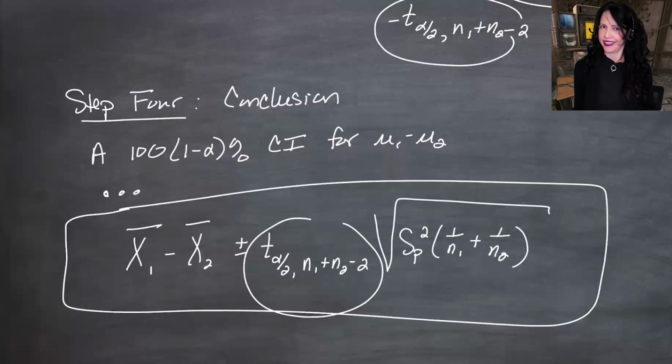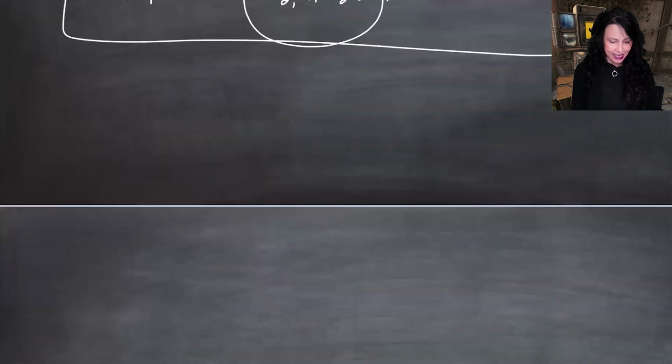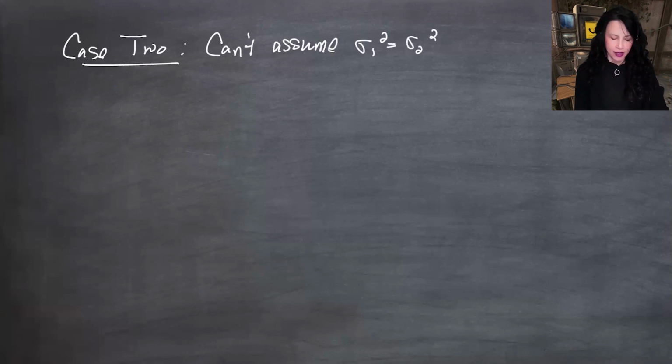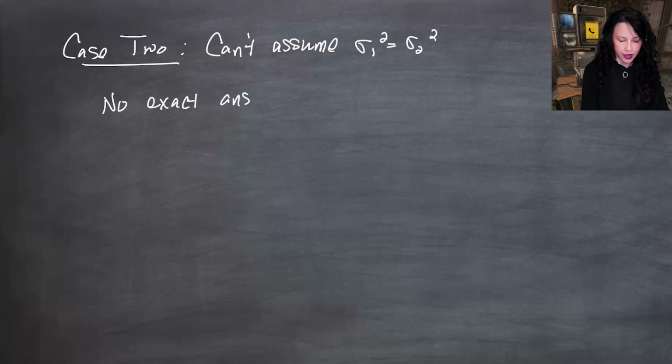So that is case 1 for this problem, where we assumed the true variances were equal. And if we can't, it's actually a much harder problem that does not have an exact answer. So case 2, we can't assume sigma 1 squared equals sigma 2 squared. There is no exact answer here. This problem is known as the Behrens-Fisher problem.